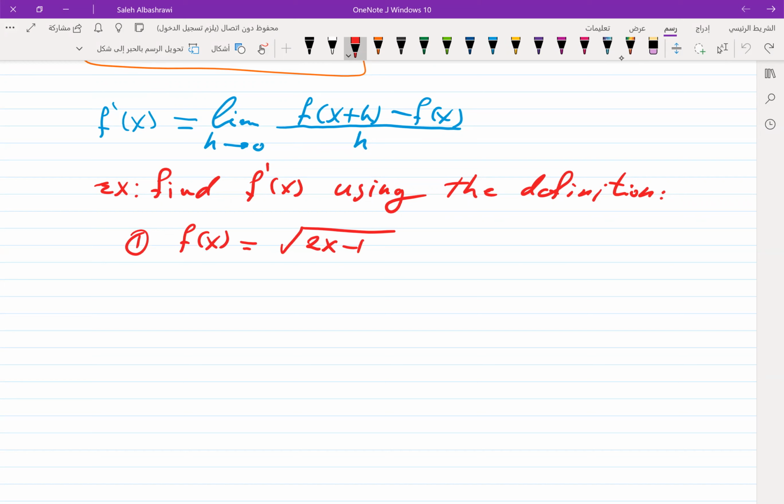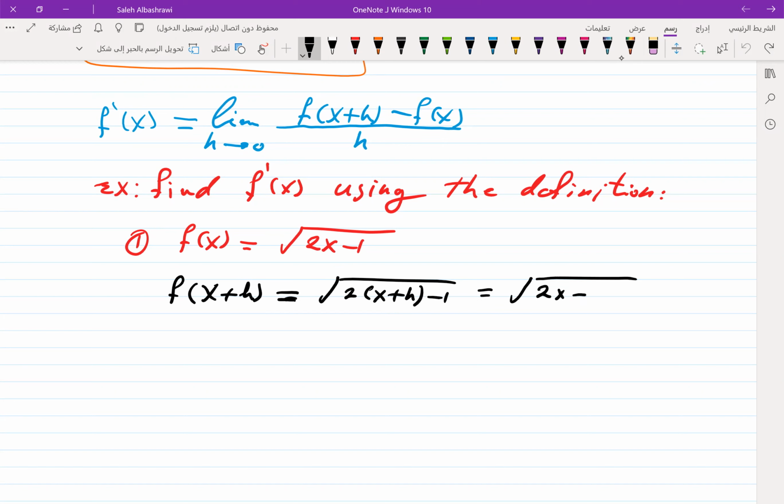f of x equals square root of 2x minus 1. Let's find first f of x plus h. Replace any x in the given function by x plus h. So I will have square root of 2 multiplied by x plus h minus 1. That will be square root of 2x plus 2h minus 1. This is f of x plus h.